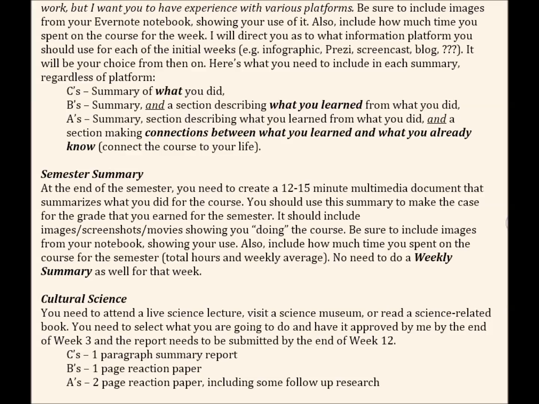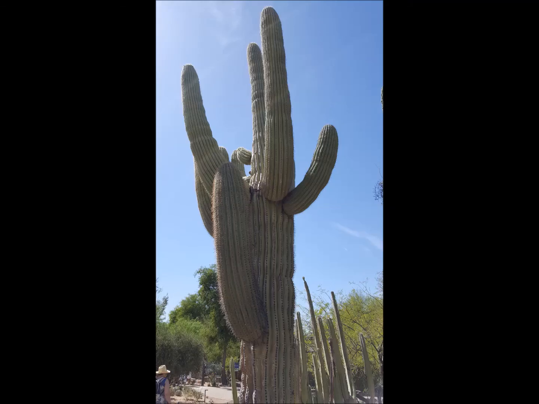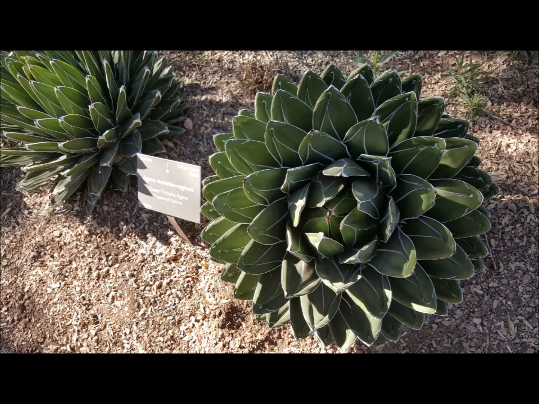Moving on to the next section, the cultural science required a one-page reaction paper for B. For my cultural science project, I went to the Phoenix Botanical Gardens, which was a good distance away, and learned about the different features of desert plants and how they enabled them to live in such harsh conditions. My reaction paper was 2 pages full of information about 3 examples of desert plants and the different adaptations that they had to use in order to survive in the desert.